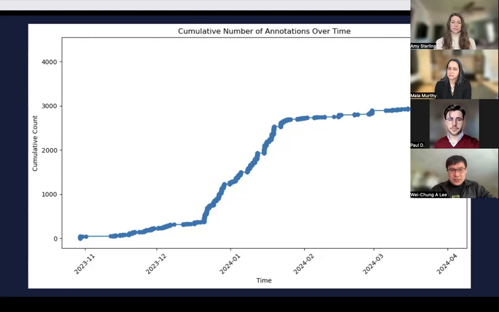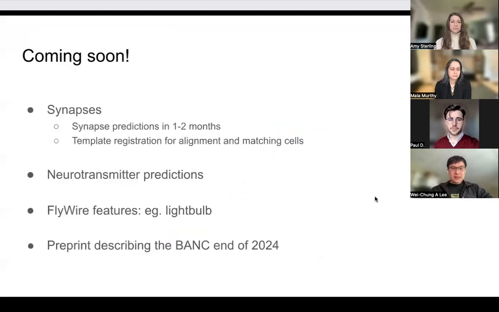And maybe we can go to the next slide. And there's some stuff that's kind of on deck. So we have synapse predictions, we think coming in the coming months. And so we're leveraging the advancements that the Princeton team has already pursued in terms of improved synapses in the FAFB FlyWire dataset. And now we're going to leverage those advances in the bank.